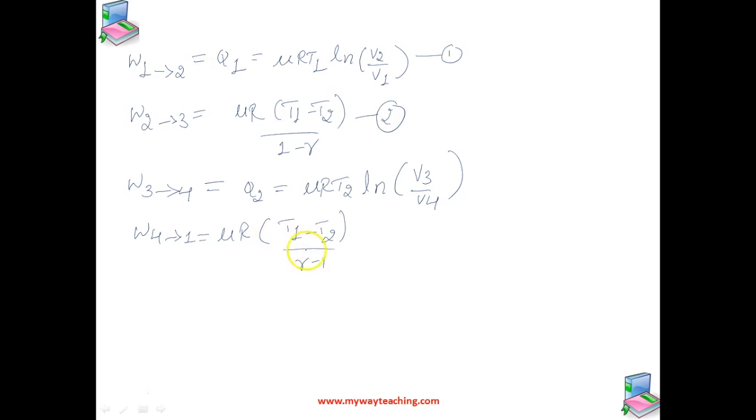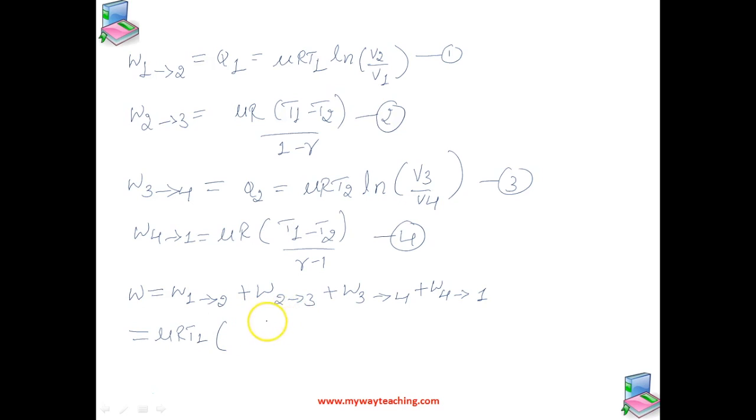So the total work done by the gas in one complete cycle, we can represent with W. If you simplify the above equations from 1 to 4, we will arrive at a simpler, simplified equation.